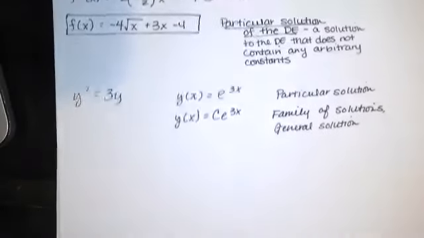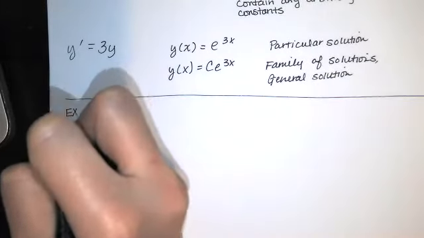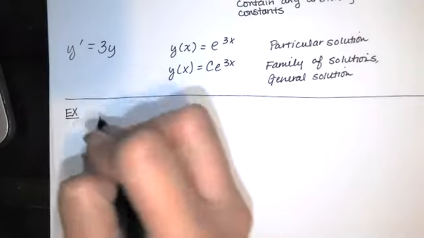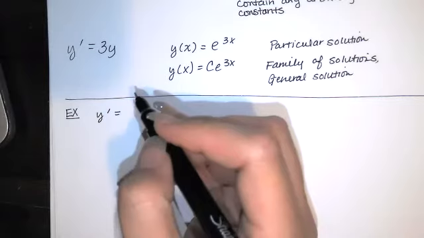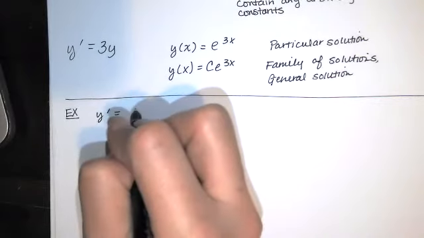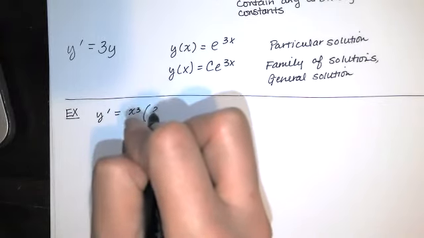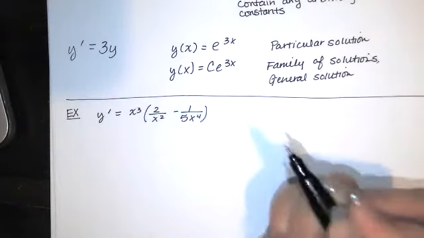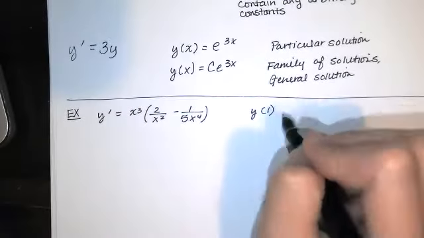Let's do one more example. Let's say that somebody tells you that y prime is equal to x cubed times 2 over x squared minus 1 over 5x to the fourth, and f of 1, or excuse me, y of 1 is equal to 4.